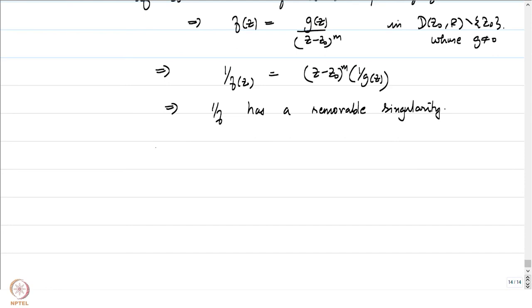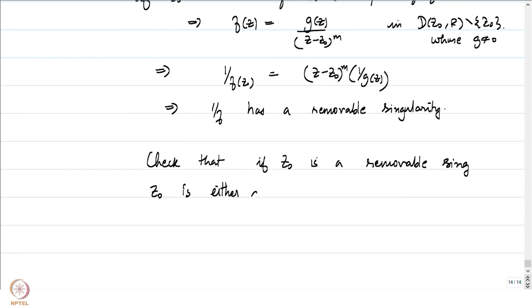What about if f has a removable singularity? I'll leave that as an exercise. Check that if z0 is a removable singularity, then 1 by f is either a removable singularity, in the case when f of z0 is not equal to 0 after extending it to z0, or a pole.